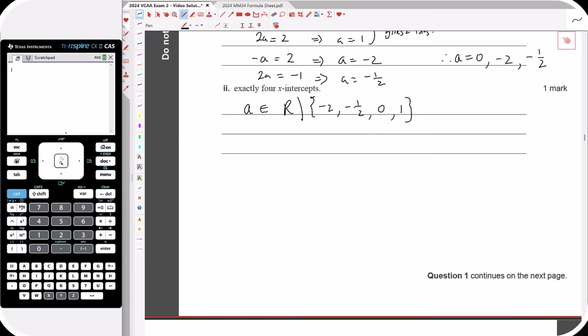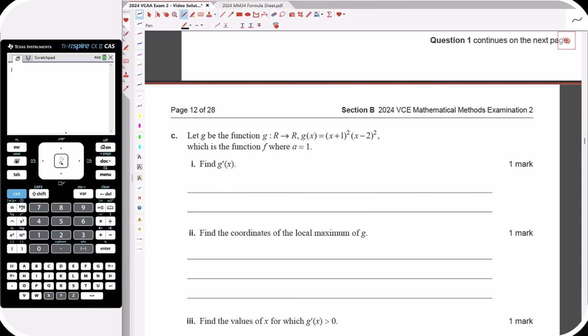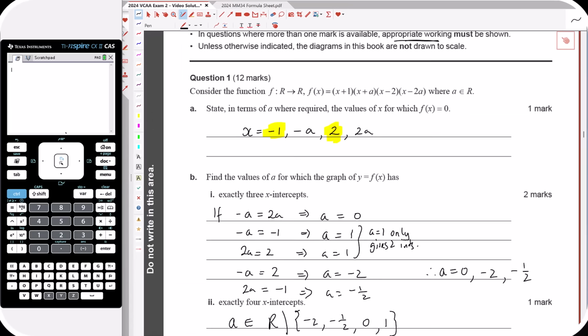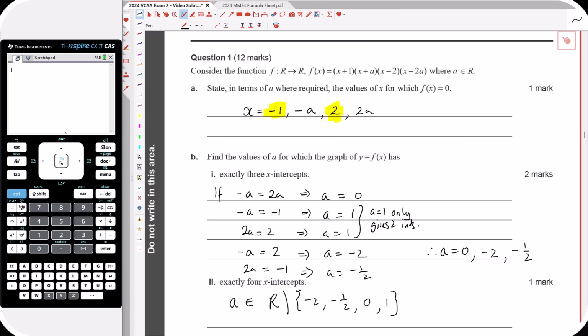Okay, it's just a 1-marker. Okay, so again, just looking back here at this 2-marker, it depends on how the marking scheme allocated the marks. And actually now VCAA are publishing the assessment guide, so the marking scheme. But it's likely that the answer a equals 0, -2, and -½ is only worth 1.